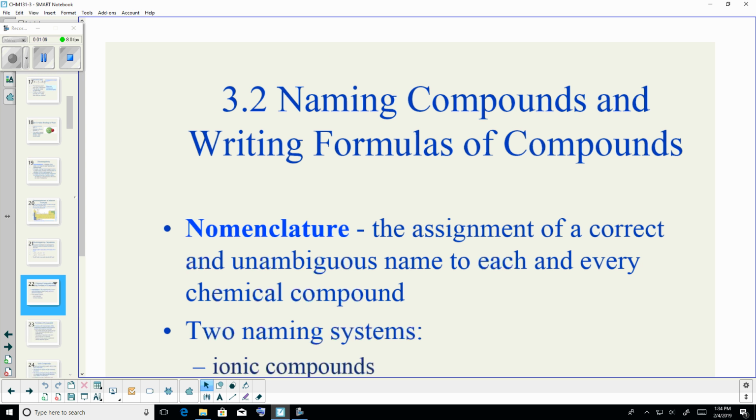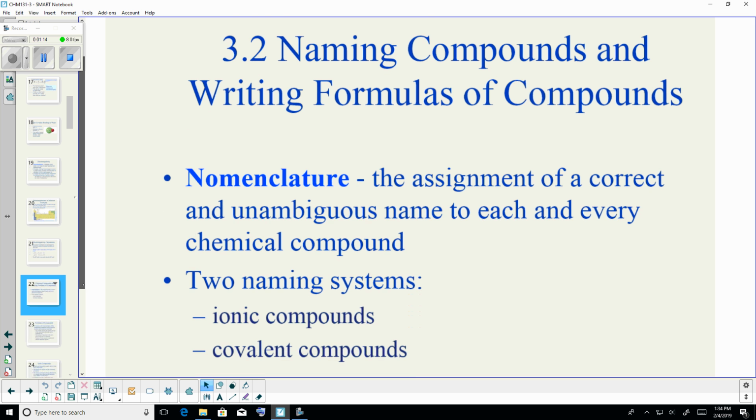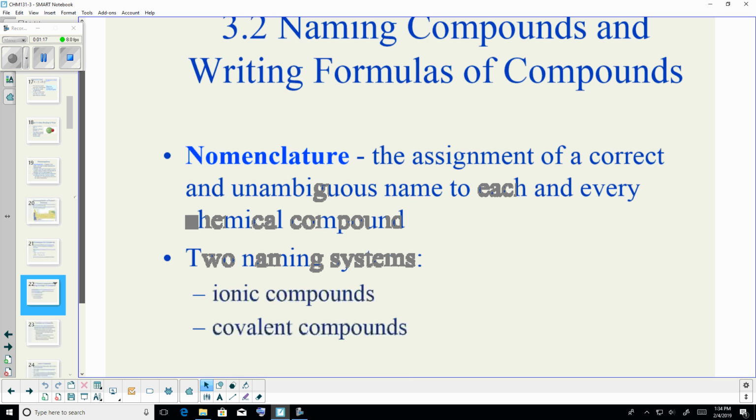How do we name compounds and write formulas? In general, it's called nomenclature. So that's the assignment of a correct and unambiguous name to each and every chemical compound. Two naming systems, one for ionic compounds and one for covalent.